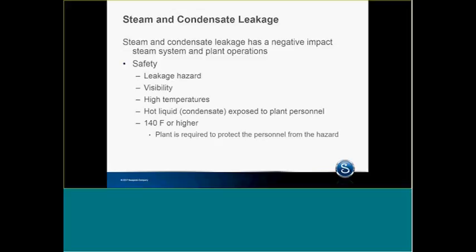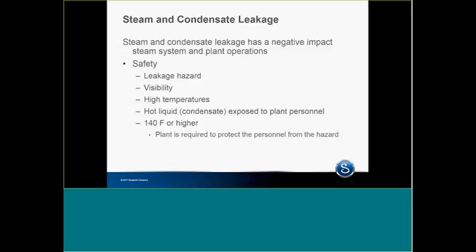Safety. One of the things is safety. Leakage is a hazard. The steam is hot, can burn. Visibility. I've been in plants where you can't walk through the tunnel area because there are so many steam leaks you cannot see. I've been in different plants where they have sections of the plant taped off that you can't enter because of too many steam leaks. It fogs up your safety glasses and you can't see. Steam has a high temperature. Coming out to the atmosphere it is 212 degrees, and it can cause burns.